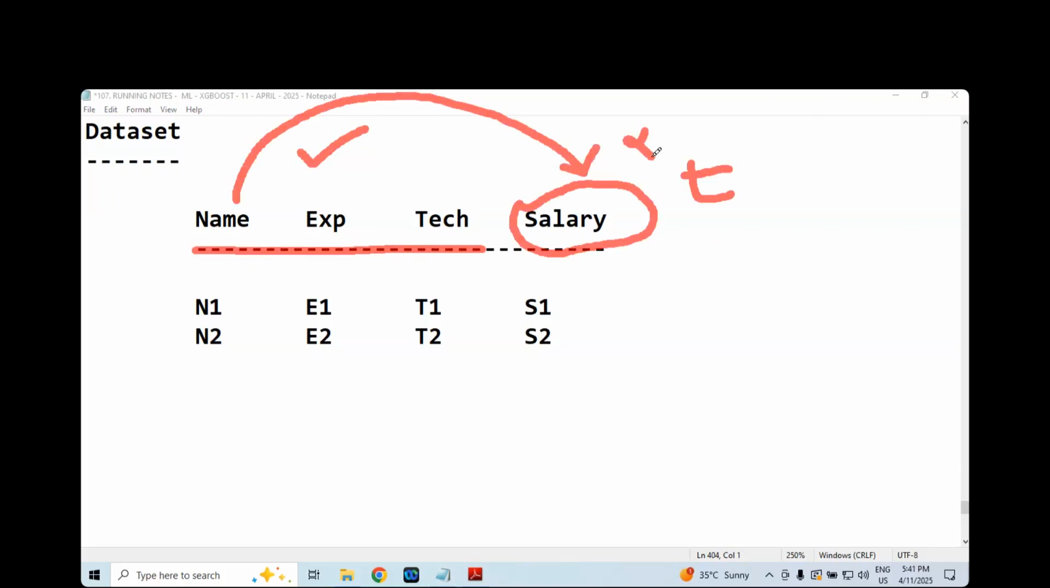Now, name with respect to salary has no relation. Do you think we'll get a salary based on name? No. Even if your name is Daniel, you won't necessarily get a good salary. The next one, experience, really matters. I can say maybe 90% there is a relation. If your experience is increasing, your salary will increase.